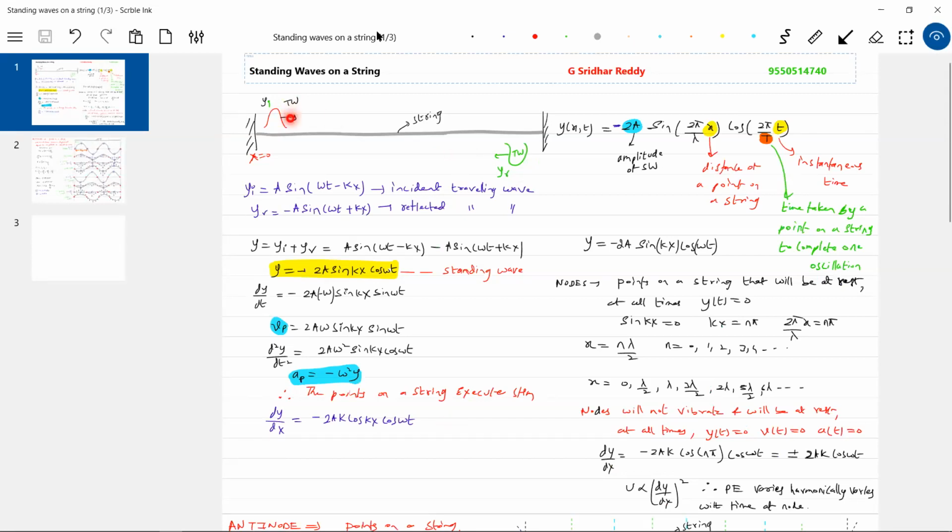So what is the condition for a standing wave to form? Both the waves of the same speed, same frequency, amplitude may or may not be equal, moving opposite to each other, undergo superposition, will give a standing wave. I think that's the condition you see. Two traveling waves of the same frequency, same speed, moving opposite to each other, undergo superposition, will give a standing wave. Who will determine the frequency? The incident traveling wave.